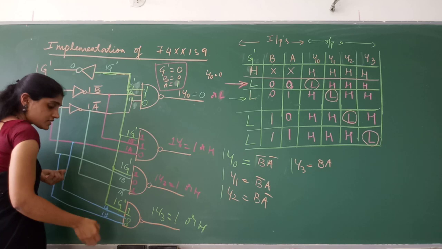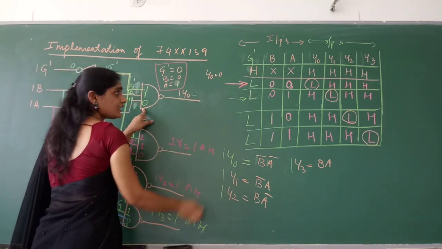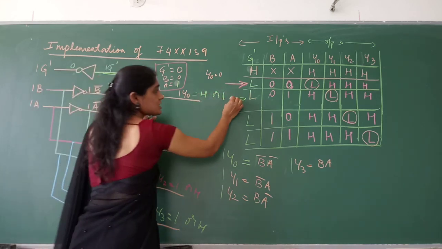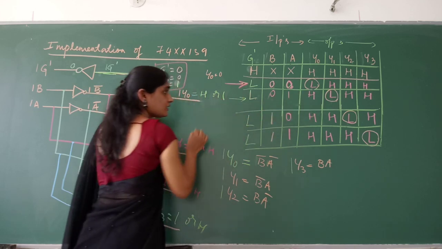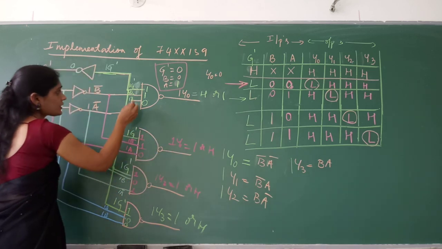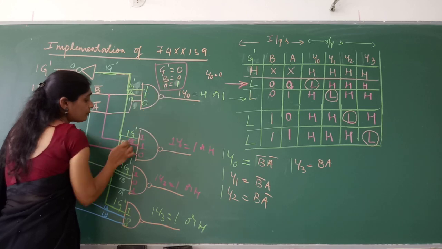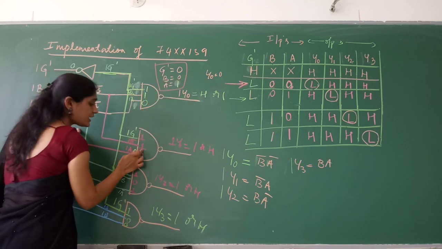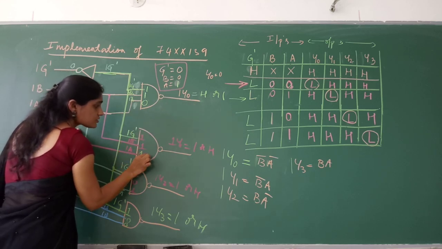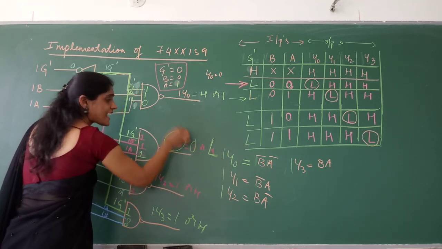So 0. So what is the output we get? If any one of the inputs is 0, what is the output? High. So high or 1. So for the second condition, what is Y0? High. Y1 should be active. I should get Y1 as 0. Let me check. G dash is 0. That means here I get 1. It is 1B bar. What is B? 0. So I get 1. A is 1. So you get 1 here. So what is your output? Your output is 0 or low. So Y1 is active for the second case.